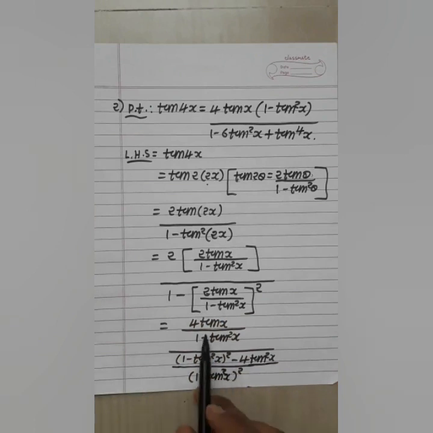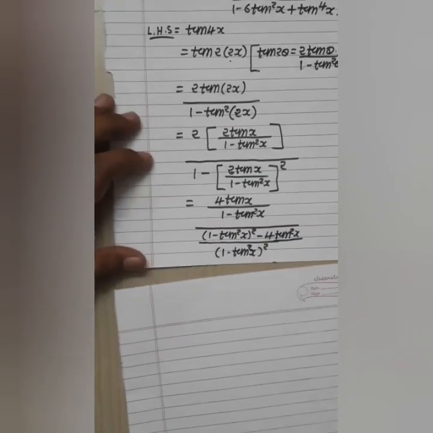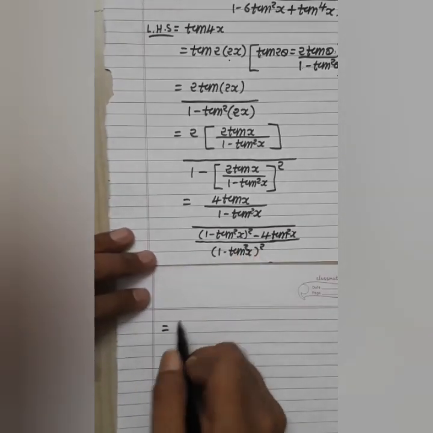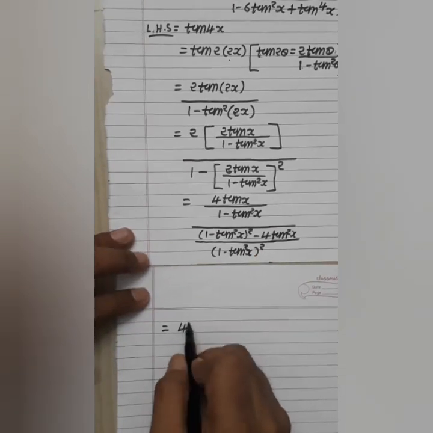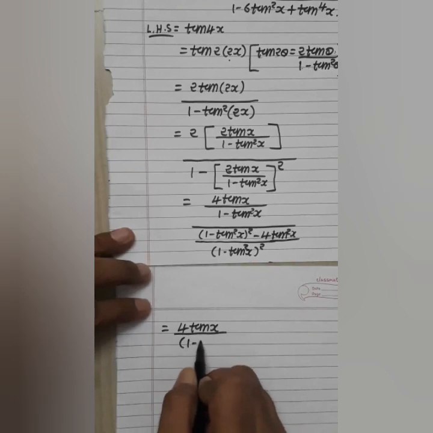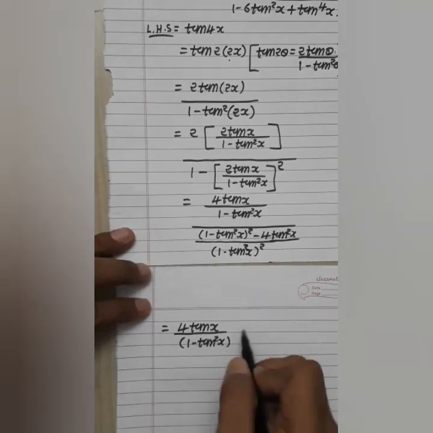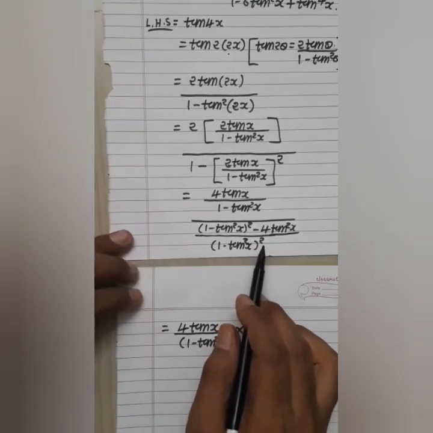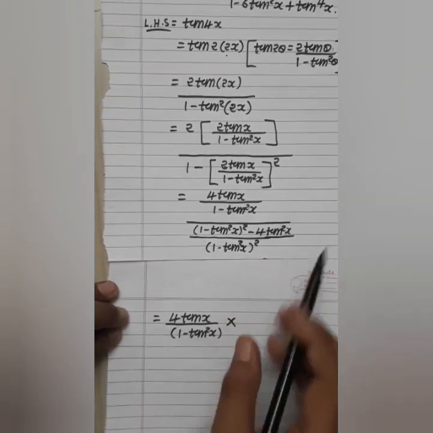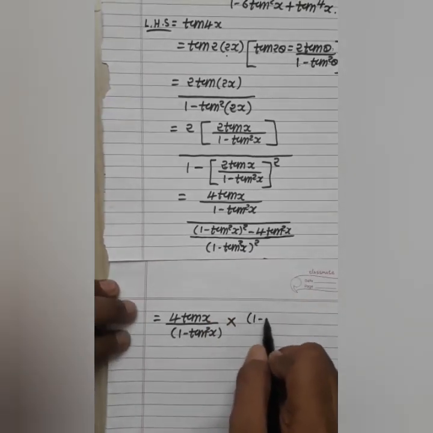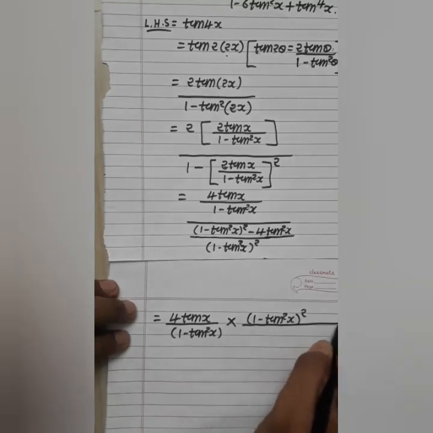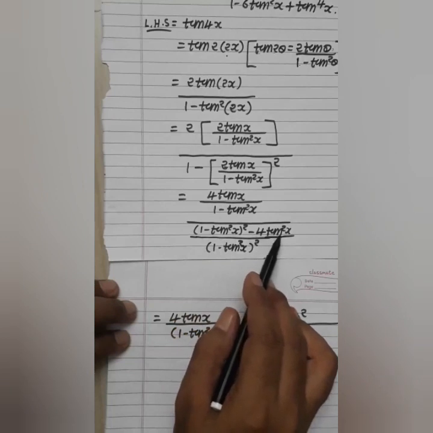Now here, simplify this term, so it is equal to 4 tan x upon 1 minus tan square x. Now this term is present in division form, so convert it into multiplication form. So 1 minus tan square x whole square we can write in the numerator. So 1 minus tan square x whole square upon, in the denominator, open this bracket and simplify this term.